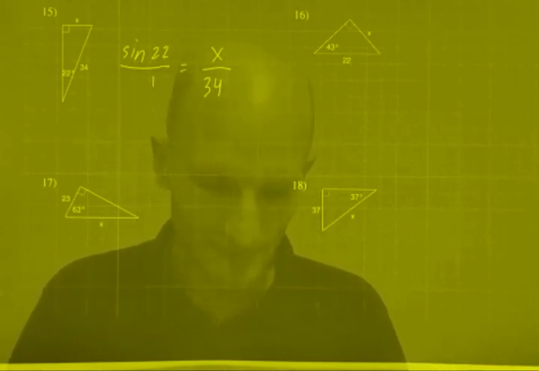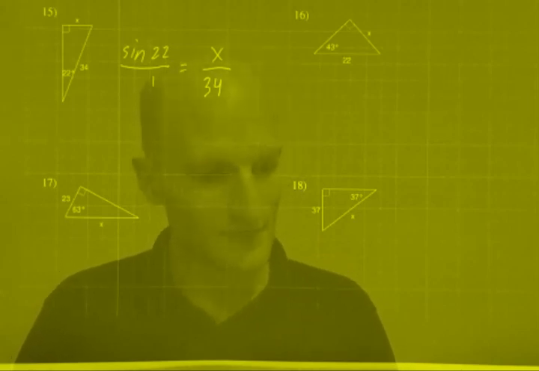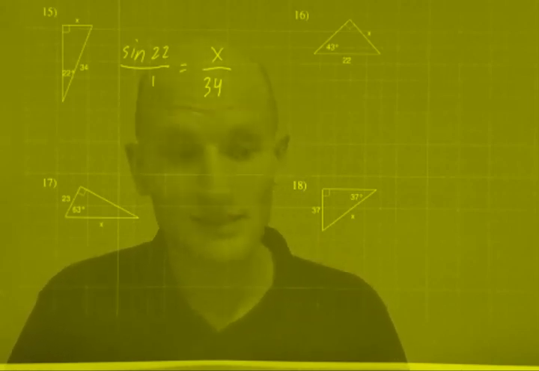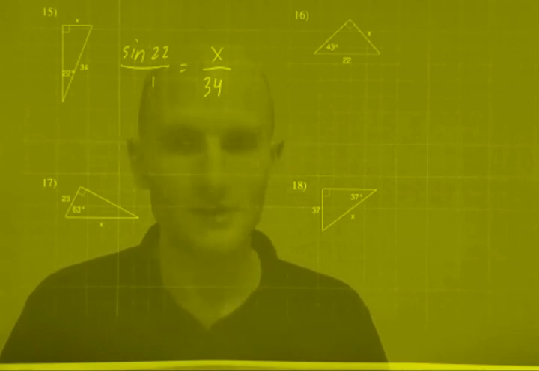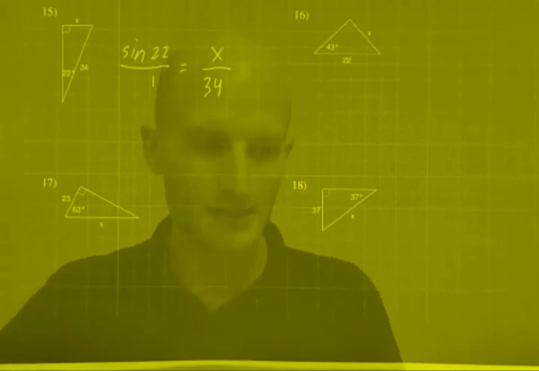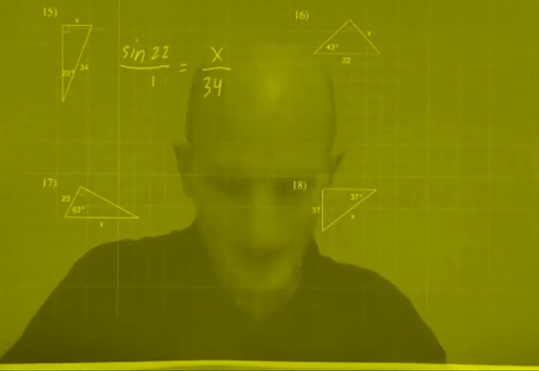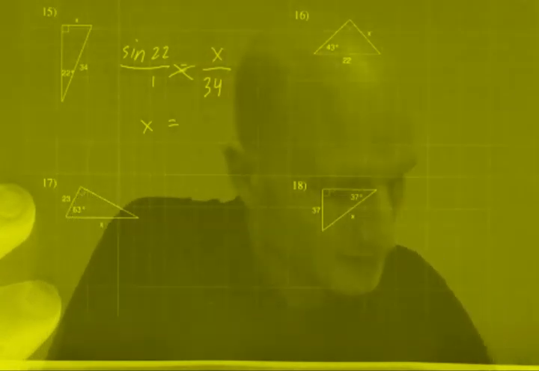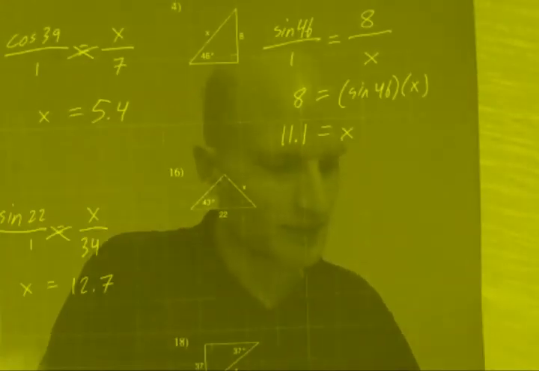Sine of 22, and I press equals. It's functionally doing the same thing as putting parentheses around it. If you press equals after you do sine of 22, and then times 34, you get 12.7 is x, right? Because we did x times 1 is x, and then sine of 22 times 34 is 12.7. Boom. All right, three more.